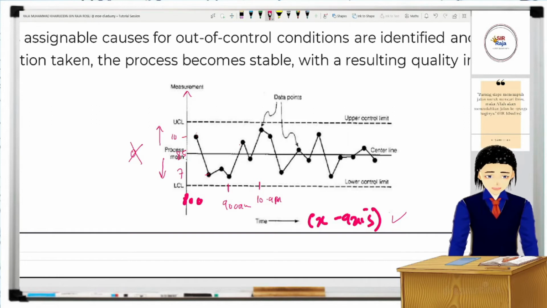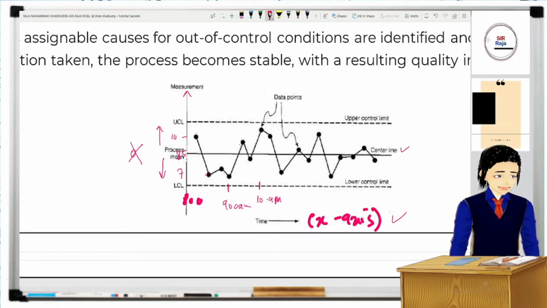Sometimes it is zero, but most of the time it's not necessarily zero. Therefore, this does not mean always negative, and above means positive. No. Okay. In this control chart here, we use the process mean as our center line.